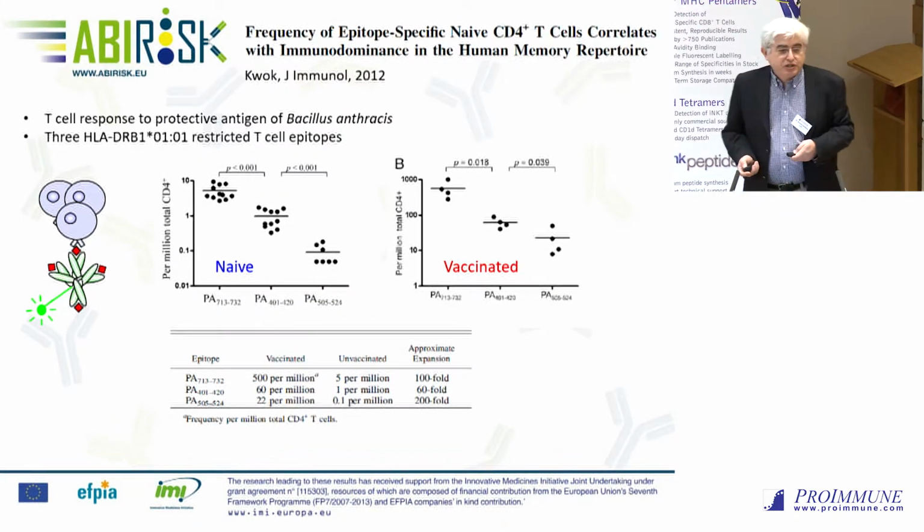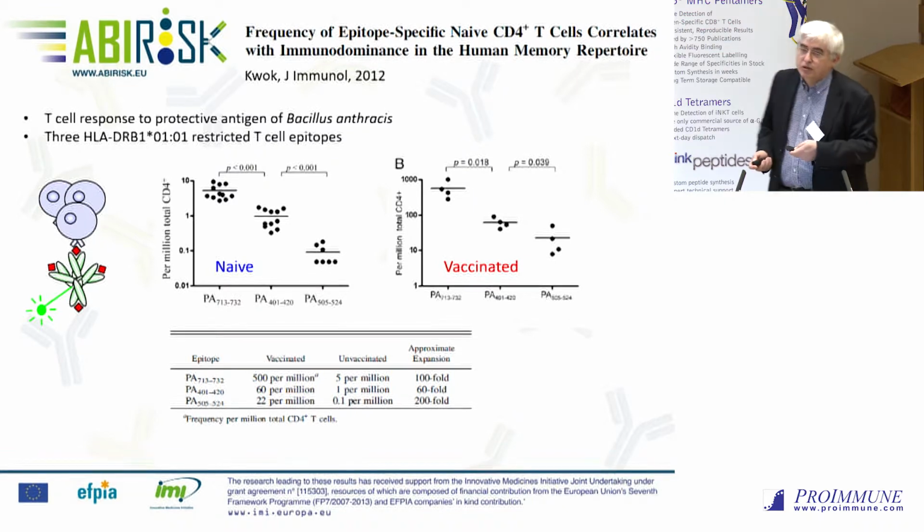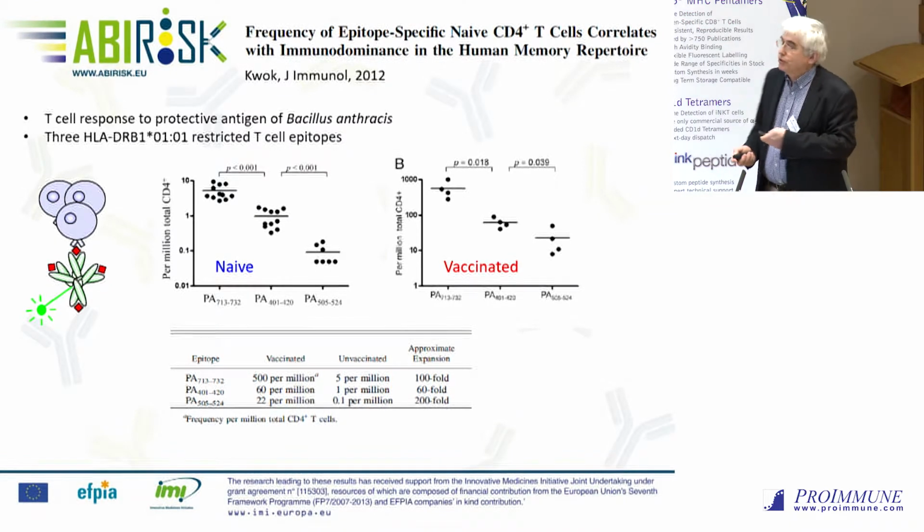I also like very much this paper from Bill Kwok's laboratories. They also use tetramers, and they investigate the response of three epitopes specific for the protective antigen of Bacillus anthracis. It's DR1 restricted, and they use three tetramers. First, they track the specific cells in the non-vaccinated donors. And you see here the number of cells. It's a log scale here. It's very variable from one epitope to another one.